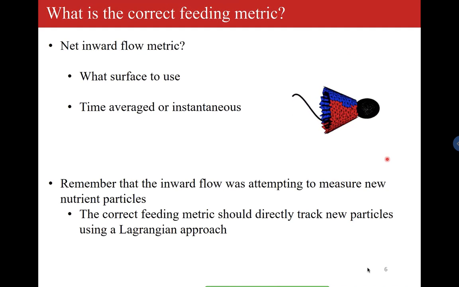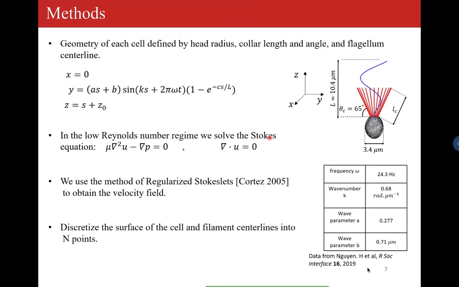We saw that to use the net inward flow metric, we need to determine what surface to use to be guaranteed that the flows on that surface are containing new nutrient particles, and we need to determine should we use time average or instantaneous velocities. But remember that the inward flow was attempting to measure new nutrient particles being captured on this surface. So the correct feeding metric should directly track new particles using a Lagrangian approach, as we do in this work.